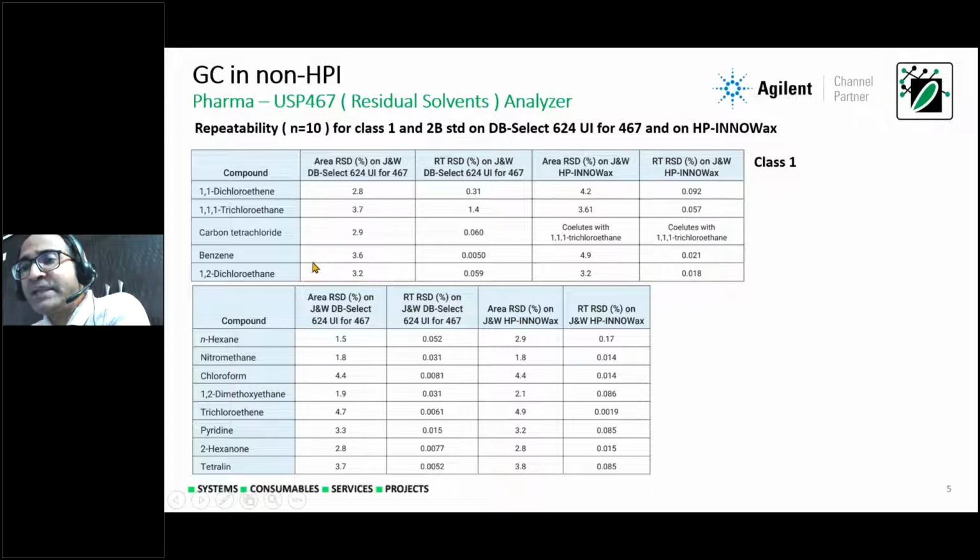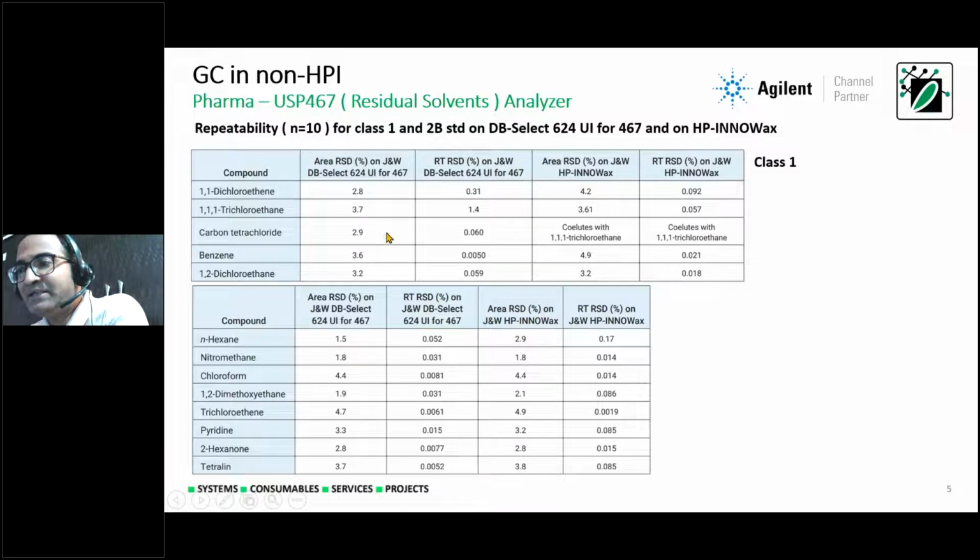And as I was trying to make the case earlier, if we look at the carbon tetrachloride on the Innowax column, it coelutes with 1,1,1-trichloroethane, whereas this pair of carbon tetrachloride and 1,1,1-trichloroethane is really well separated on the DB 624 column.